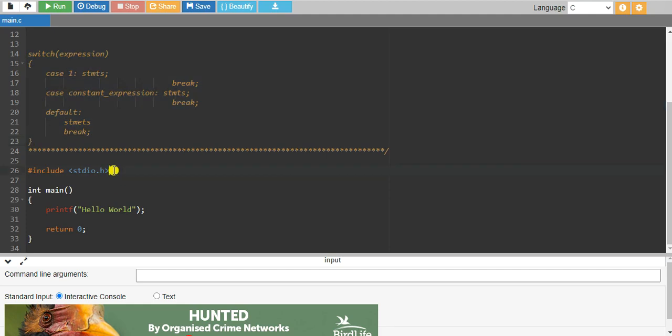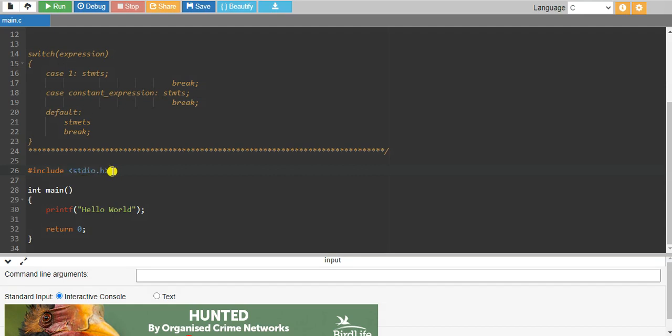So we'll code for this particular problem definition. Here we have the header file, that is #include <stdio.h>. This #include is used to include the header files from the standard library. So stdio.h is a header file. stdio.h stands for standard input output header. That file we are including from the standard library.